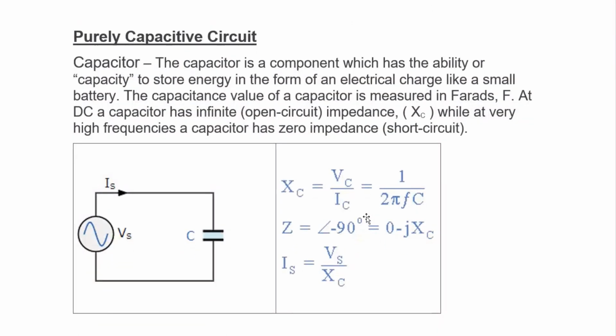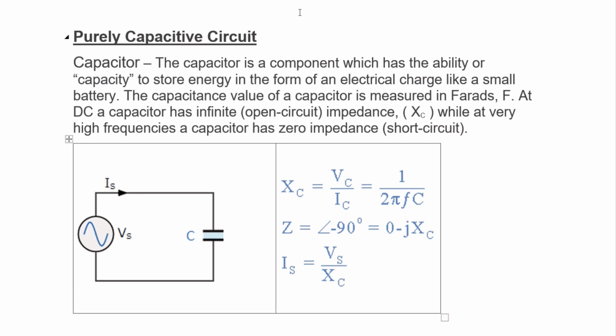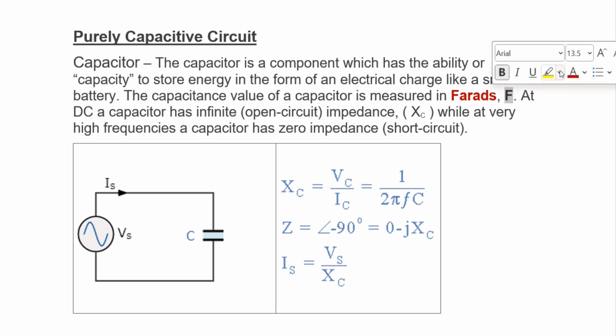In the case of a purely capacitive circuit, let's see how the behavior will be. The capacitor is a component that has the capacity to store electrical energy, like a battery does. The capacitance value of the capacitor is measured in farad. This is important, please remember this fact: capacitance of the capacitor is measured in farad and it is denoted by F.